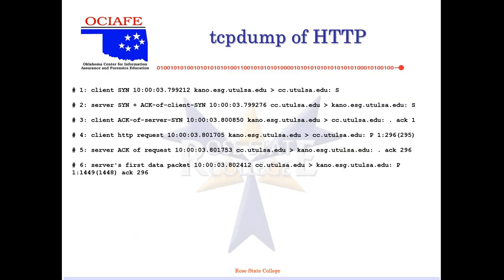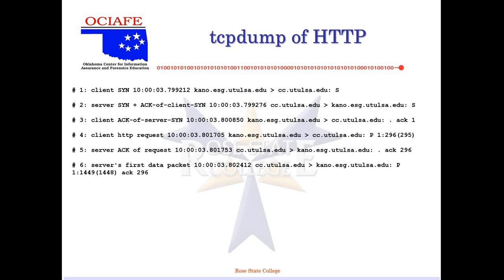Here's an example of a TCP dump. This is clean text, unsecured text that would happen. The client synchronized with University of Tulsa. The server came back, said okay, we're good. The acknowledgement of the synchronization back from the server. The client requested something. The server acknowledged it and sent the first packet down to them. So there's your first 6 packets.